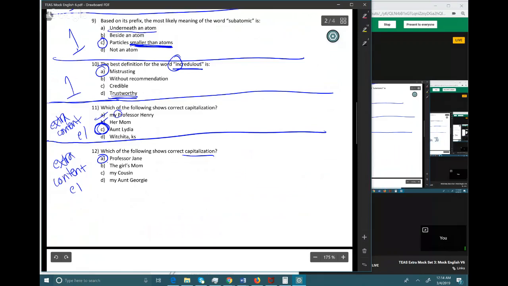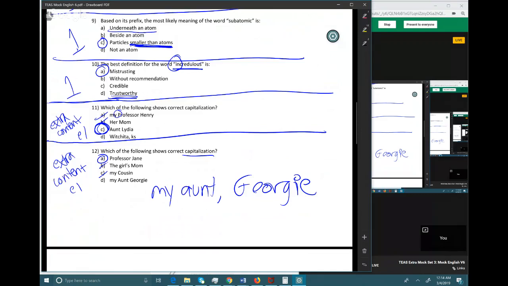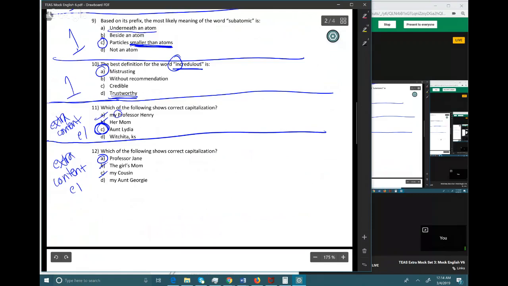But to say my cousin is a title, not a name. Same with my Aunt Georgie. What you're saying is my aunt named Georgie. We all have an aunt. Maybe not all of us. Most of us have aunts or uncles. That is not a name. That is not a distinguishment of someone unless you put it in their name, Aunt Georgie. That is all you really need to know about capitalization.